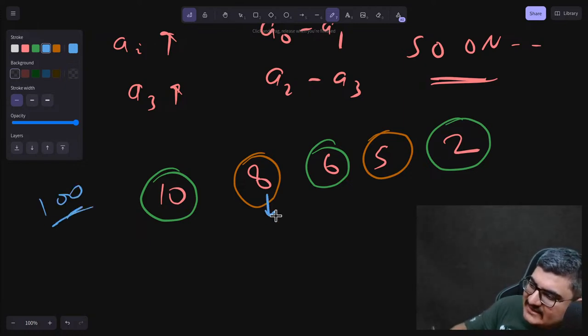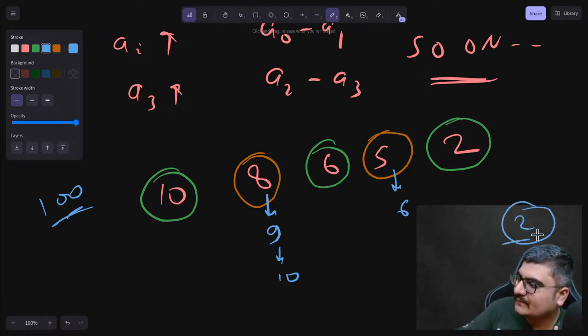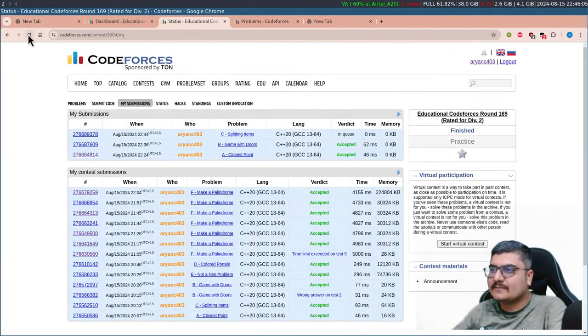So in the best case Bob will change this 10 to 9, 9 to 10, and this 5 to 6, and he would get 10 minus 10, 6 minus 6 plus 2. So the overall score would be 2 here, because whatever Bob increases will end up increasing the score over there. And this is the idea for this question.